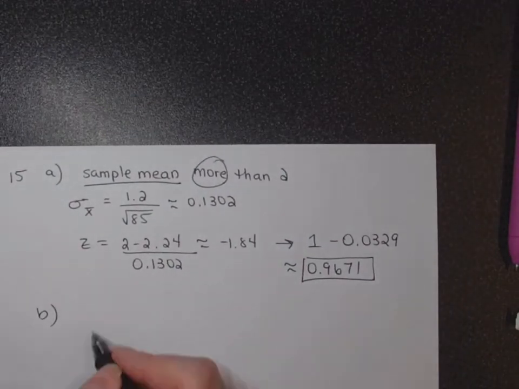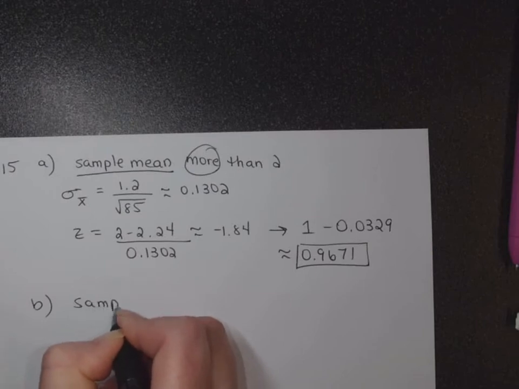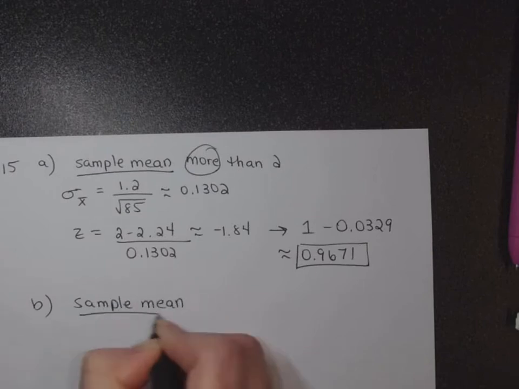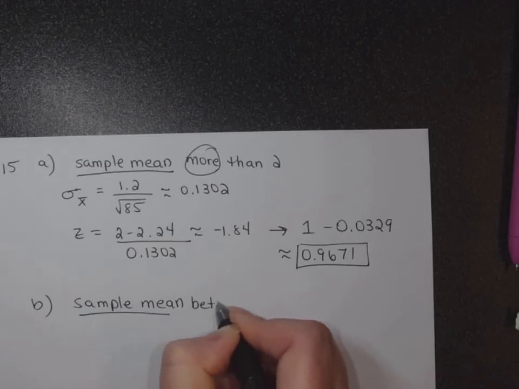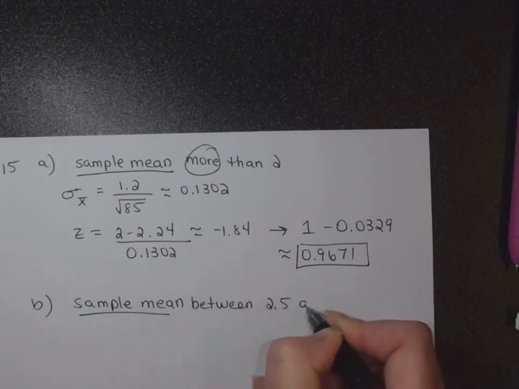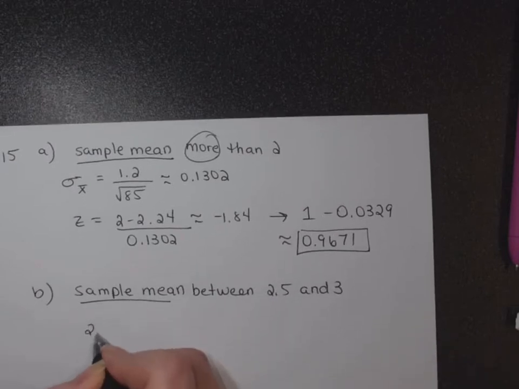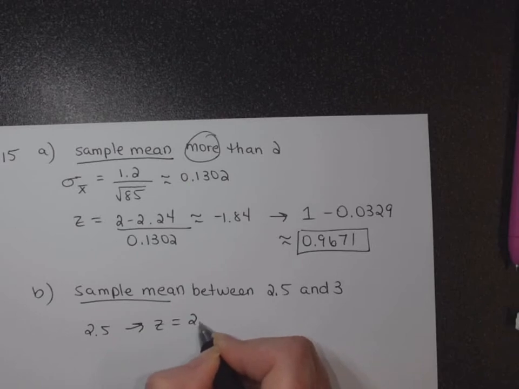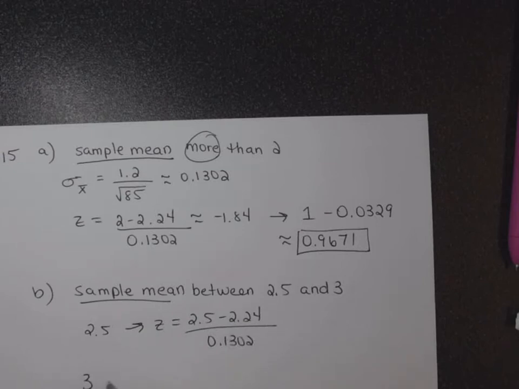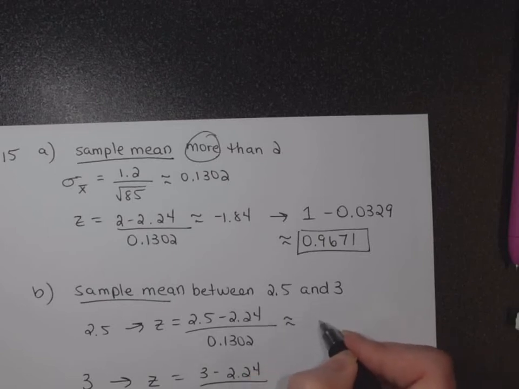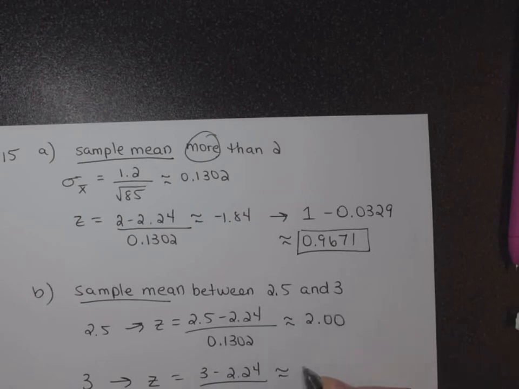Part B, what's the probability that the sample mean is between 2.5 and 3? So we need to find z-scores for both. So value minus average over the standard deviation of the mean. And then same with this one. So here we get a mean of 2.0. Here we get a very large mean of 5.84.